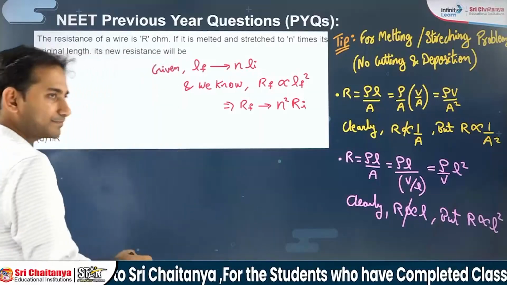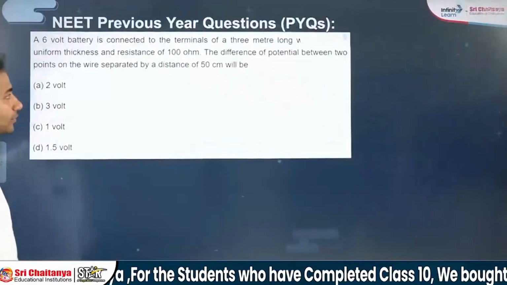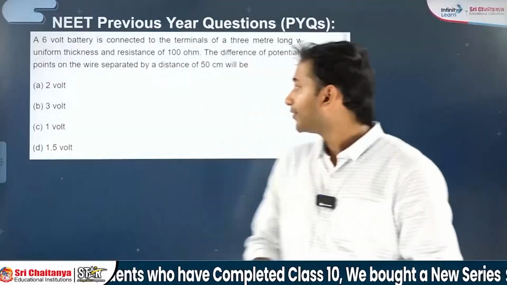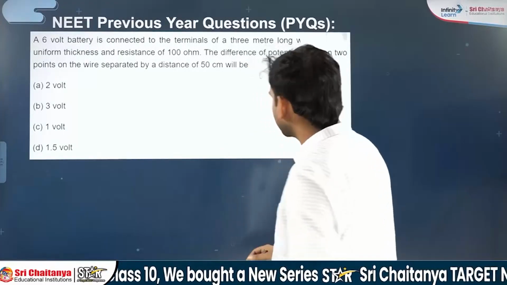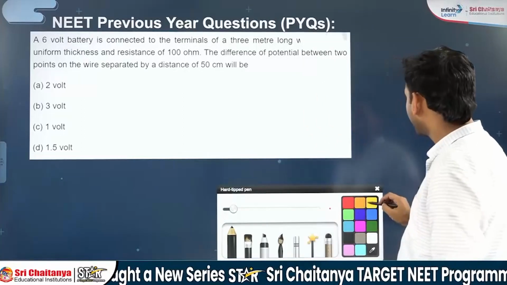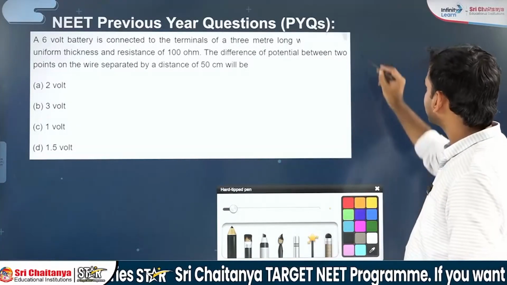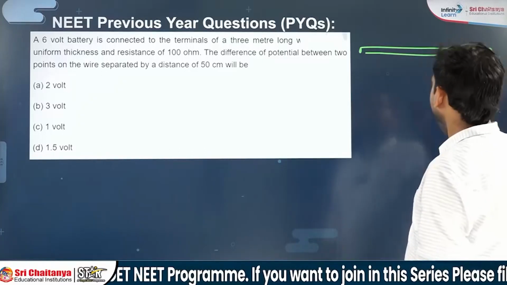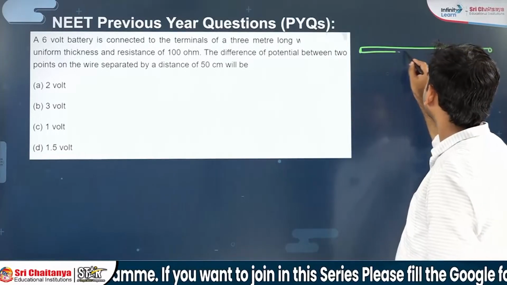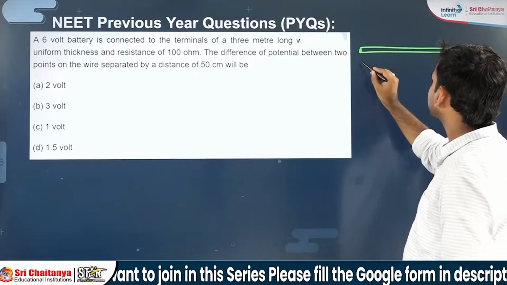All right. Chaliye. Let's talk about another question. Question is, a 6-volt battery is connected to the terminals of a 3-meter long wire. So that's a 3-meter long wire. This length is 3 meter.